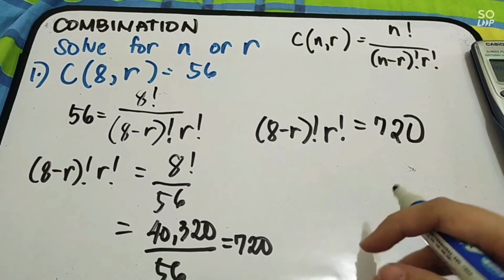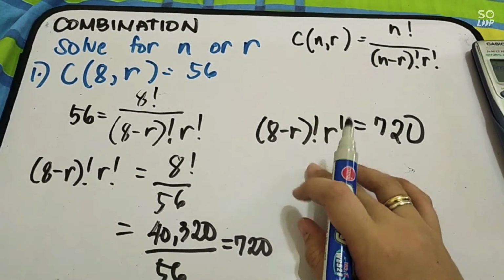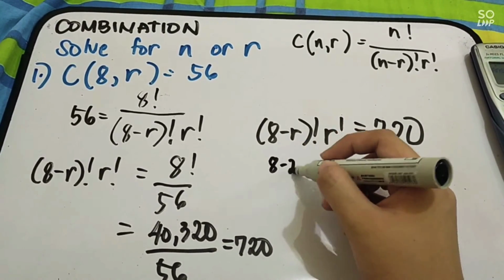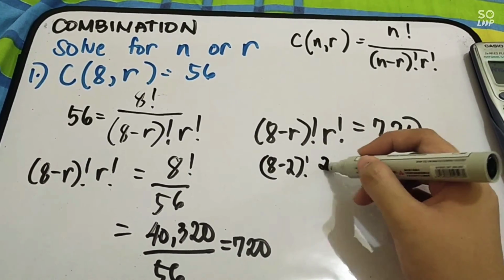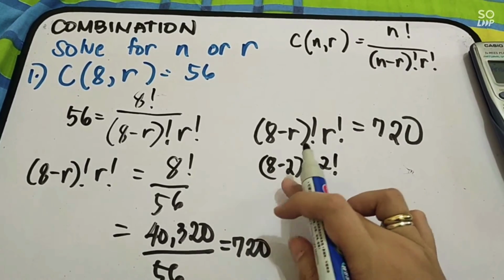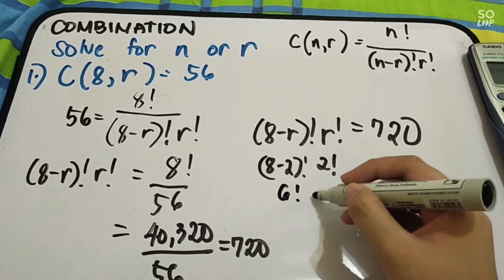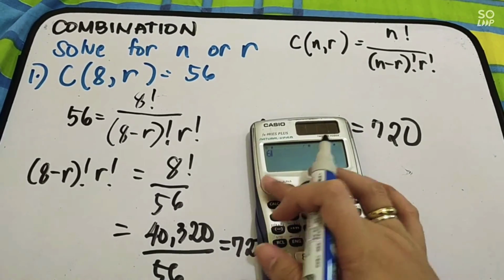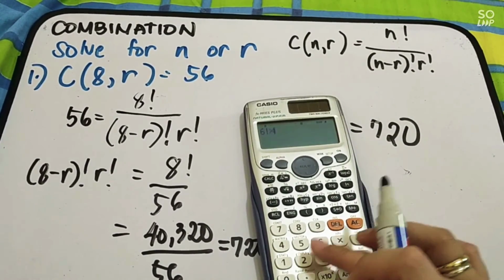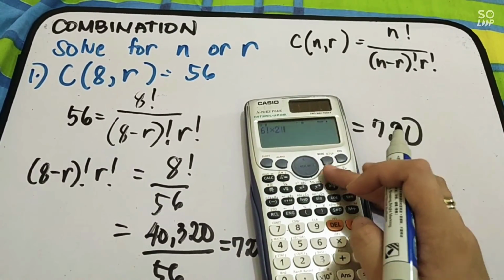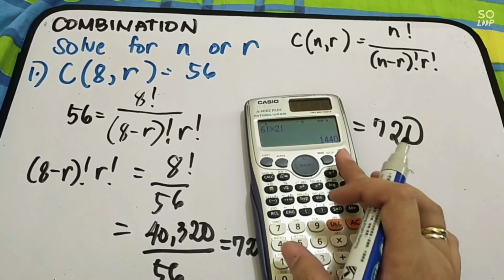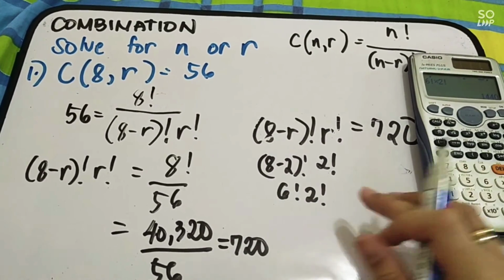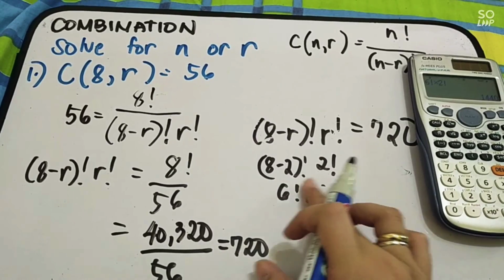Ngayon, think a number ulit. So, mag-substitute ulit tayo dito ng numbers. Let us try 2. For example, 8 minus 2 factorial, then 2 factorial. If you multiply this one, magiging siyang 6 factorial, 2 factorial. Let us compute. We have 6 factorial times 2 factorial. So, it is equal to 1,440. So, sobra siya, no? So, ngayon, mali ito.